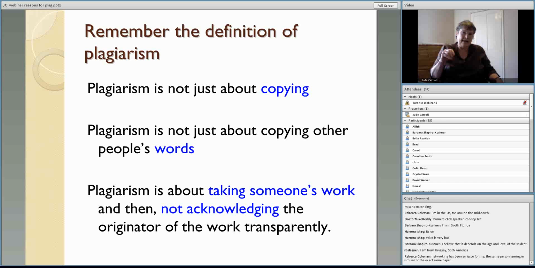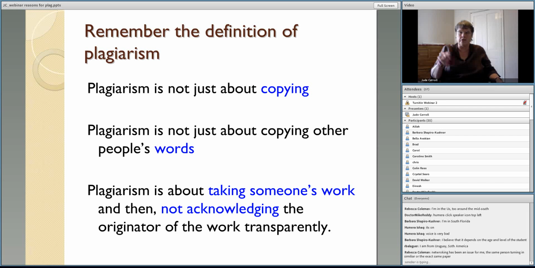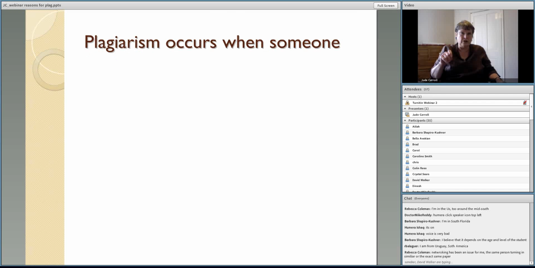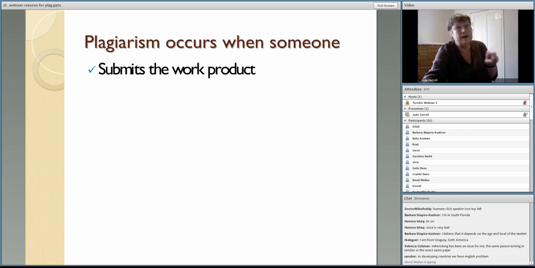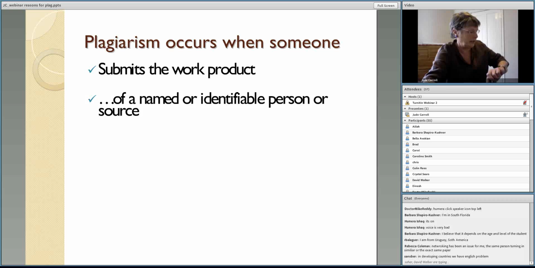It's about taking someone's work and then not acknowledging the originator of the work transparently. Plagiarism is not about copying, it's not about words, it's about work and not acknowledging the originator. I use this definition, which, it's now working with Reveal, this is wonderful. This is a definition which says plagiarism occurs when someone submits the work product. And I really like that word, work product. I'm going to come back to why that's important when talking about why they do it in a minute.